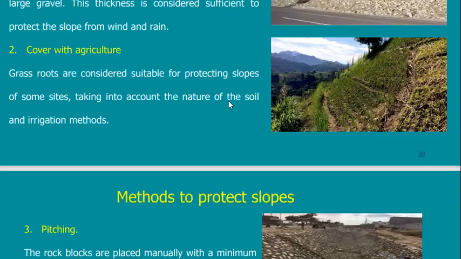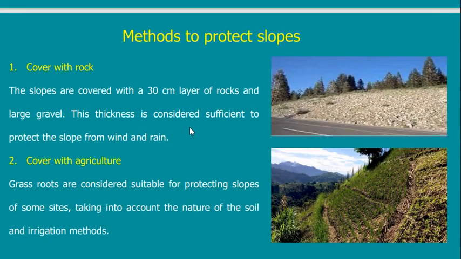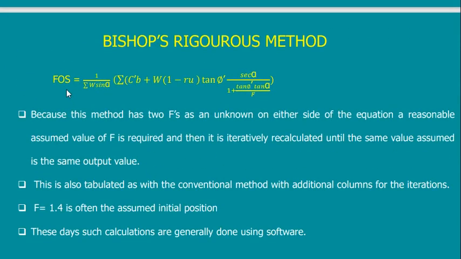A very important thing is how to increase the stability of the slope. So how to increase the stability of the slope? Of course, when I calculate the factor of safety, this is the stability of the slope. If I have a factor of safety of 5, then this is a very stable slope. If I have a factor of safety of 0.7, 0.8, 0.9, this is an unstable slope.